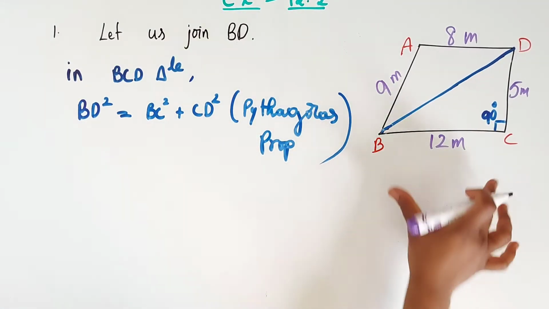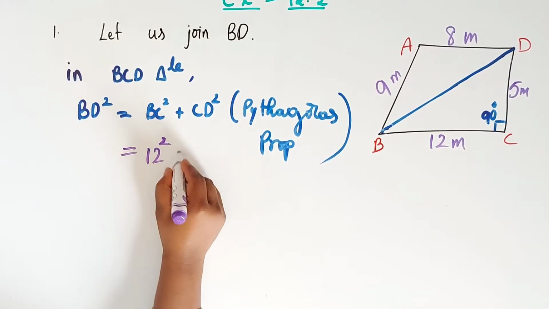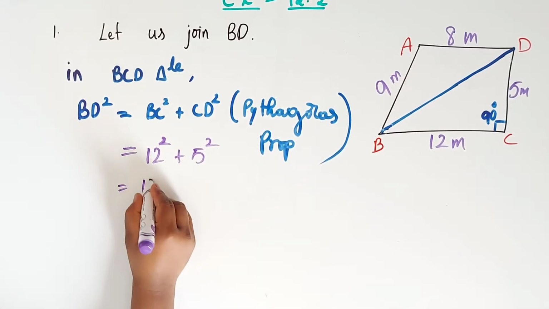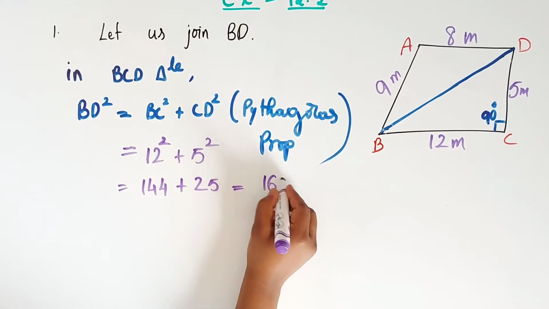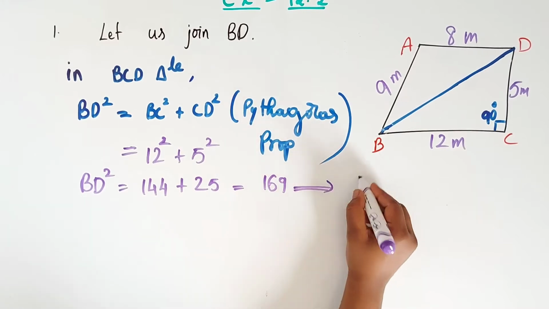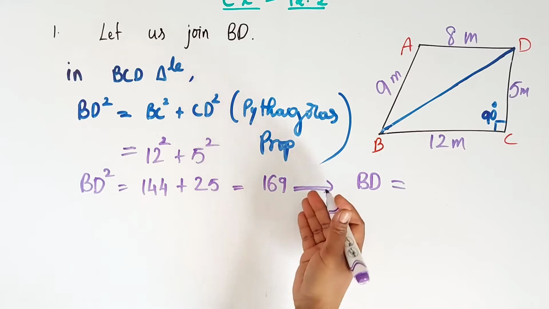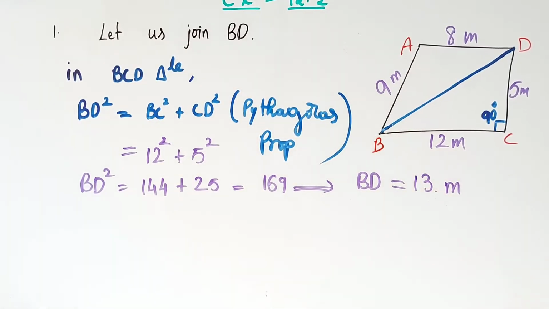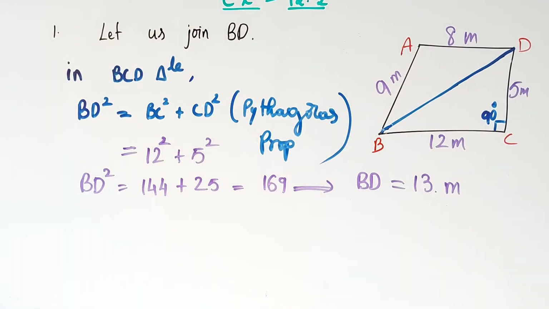What is BC children? It is 12. So BD square equal to BC square, that means 12 square plus CD. CD is 5. 5 square, right? 12 square is 144 plus 5 square is 25, that equal to 169. BD square equal to 169, so BD equal to root of 169 children, 13. 13 square equal to 169. So BD equal to 13 meter. Right children? So we know this value BD equal to 13 meter.